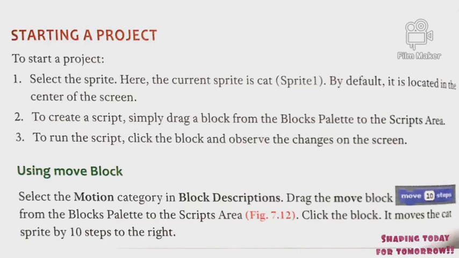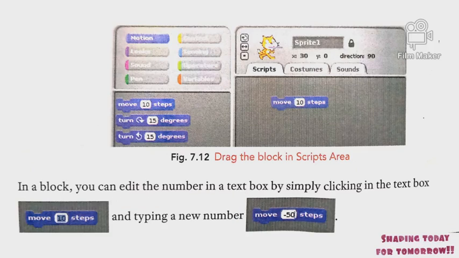Okay, as you can see in this picture, it is written move 10 steps. So what will happen? Your sprite will move 10 steps. So students, as you can see in this figure 7.12, drag the block in the script area. So as we have dragged the move 10 steps block in the script area, what will happen? Our cat will move 10 steps towards the right side. And why will it move toward the right side? As you can see in this figure, the blue line is towards the right side. So our cat will move towards the right side.